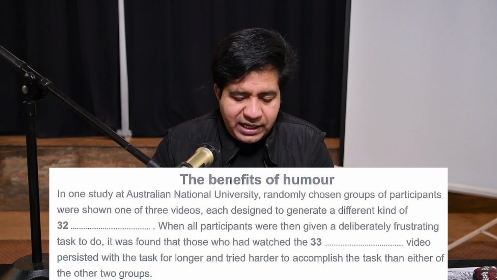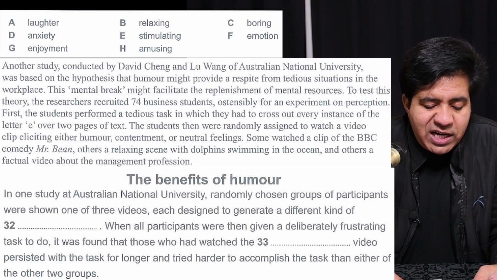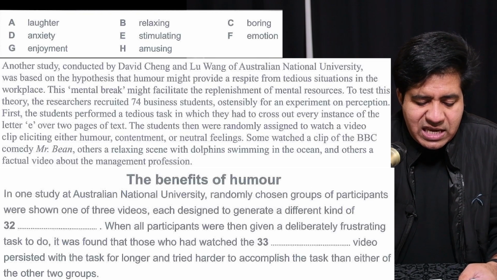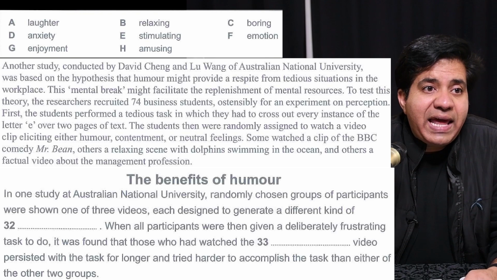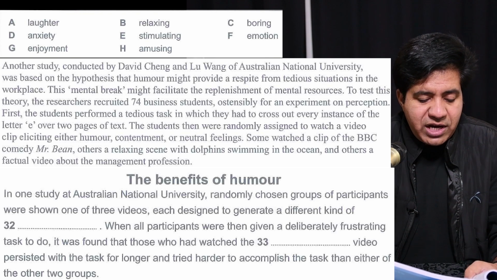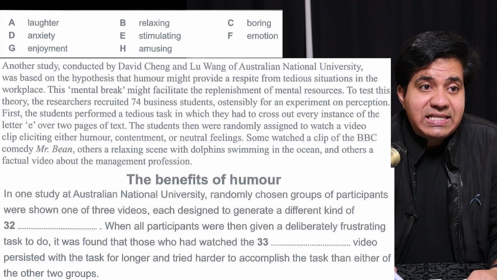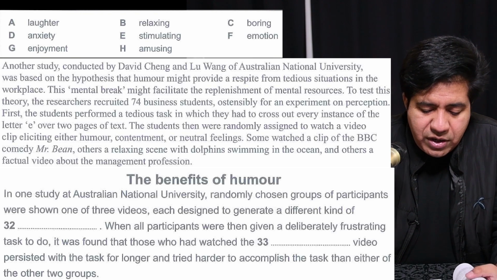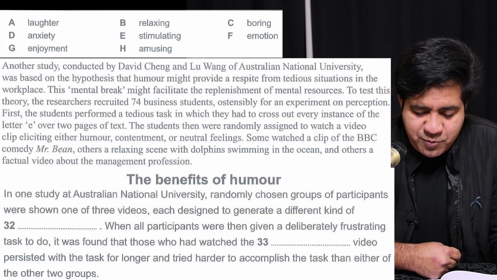Please come to the last 4 lines. Last 5 lines, 5th last line. First, the students performed a tedious task in which they had to cross out every instance of the letter E over 2 pages of text. The students then were randomly assigned to watch a video clip. Now read this carefully. To watch a video clip eliciting either humor, contentment or neutral feelings. Now focus on this. Eliciting either humor, contentment or neutral feeling. Now find a word from A, B, C, D, E that expresses it very carefully.